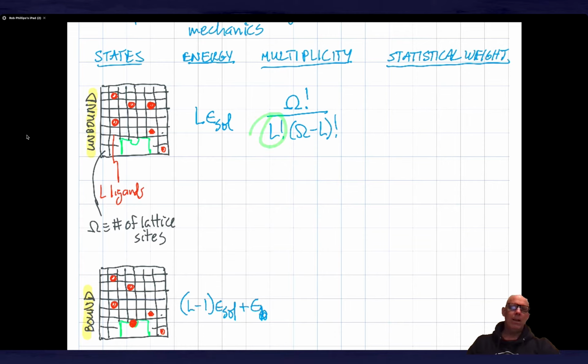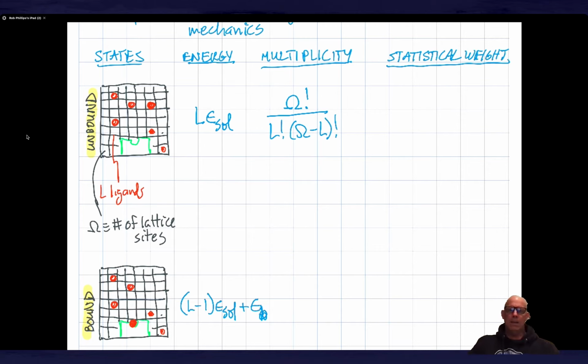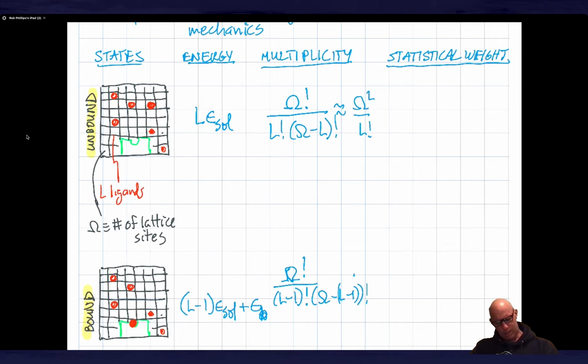This L factorial downstairs goes back to, you might remember when I was doing the stadium seating, and I had a red and a blue and a green person, and then I'm saying, well, if they are all dressed the same, you can't tell the difference between them, and so you've overcounted. Anyway, so that's where that comes from. So now for the multiplicity of this guy, this is omega factorial over L minus 1 factorial, and then omega minus L minus 1 factorial. And this is approximately equal to omega to the L power over L factorial, and this is approximately equal to omega to the L minus 1 power over L minus 1 factorial.